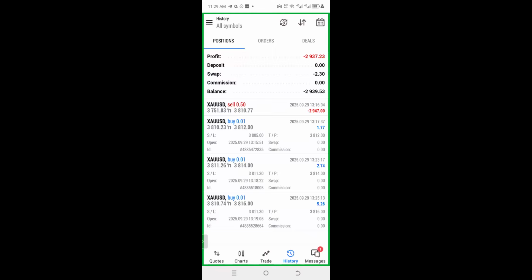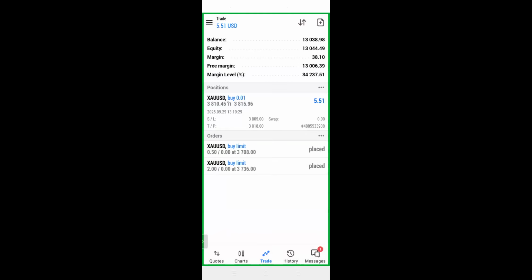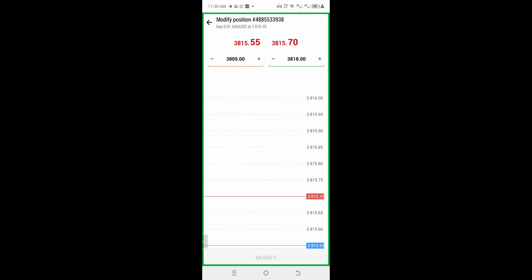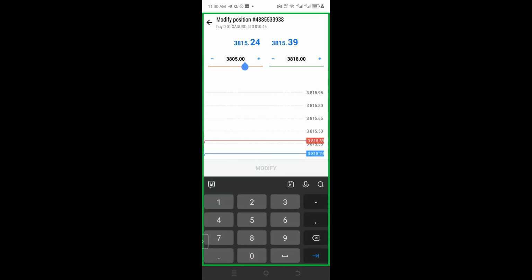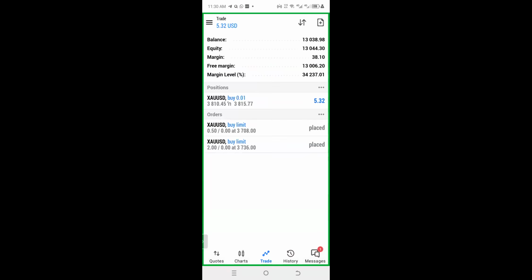And how did I do that? I just modified by staying on the entry. Let me see if I've modified this. Okay, I've not modified it. By staying on this position, click on modify and modify my stop loss. Simple. That's all I did. I just modify my stop loss to 38.11.30 and I say modify. That's what I did. So that was the break even.